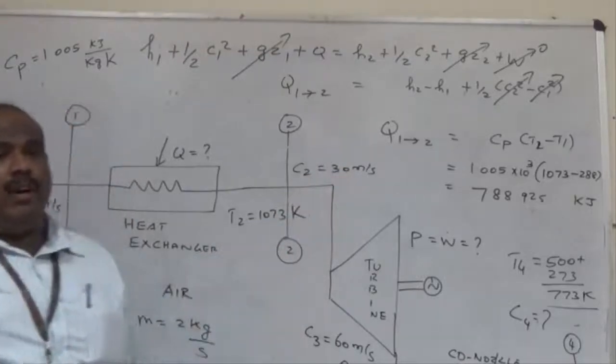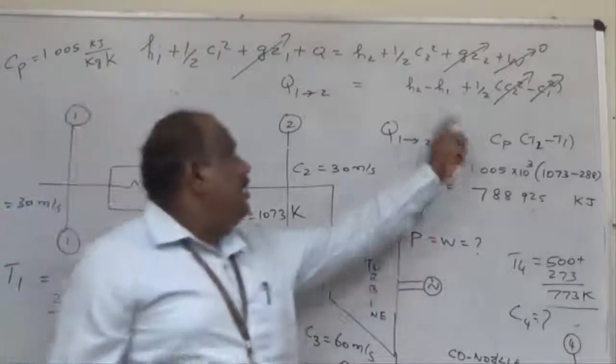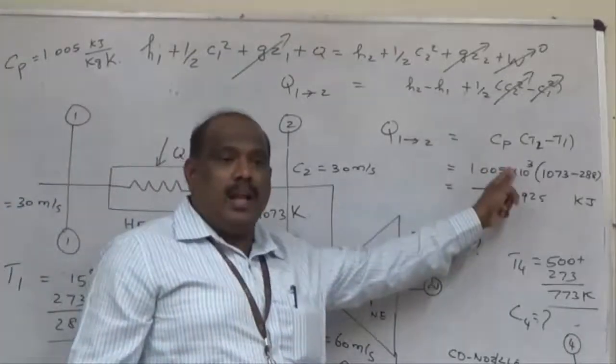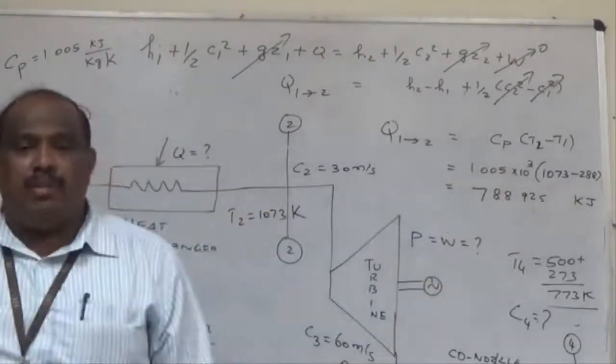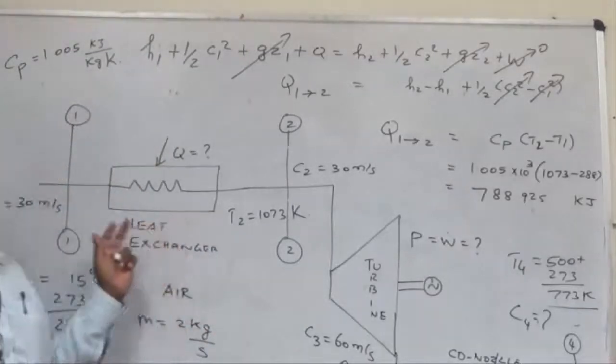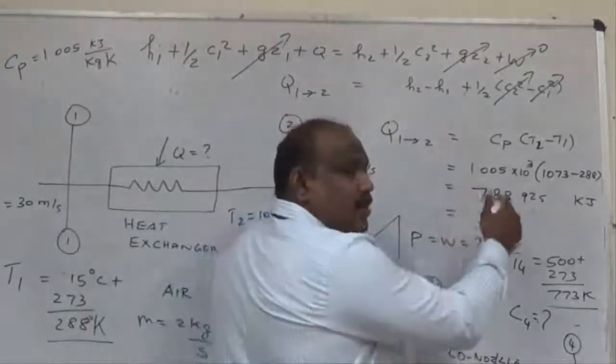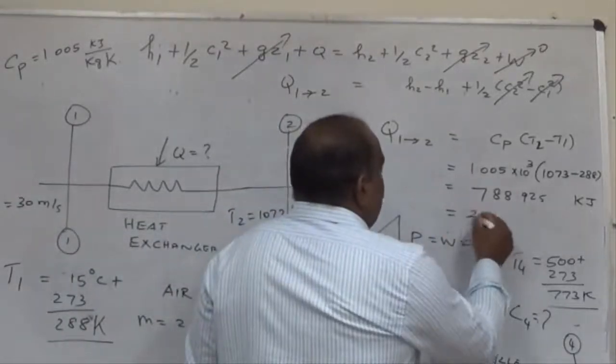For how much mass? For 1 kilogram, because we have used only small letters for 1 kilogram. But in the problem they have asked for 2 kilogram of mass, because the mass flow rate is not 1 kg, it is 2 kg. So the answer, we have to multiply by 2, because they are asking for 2 kg.